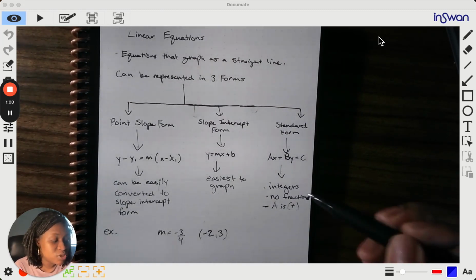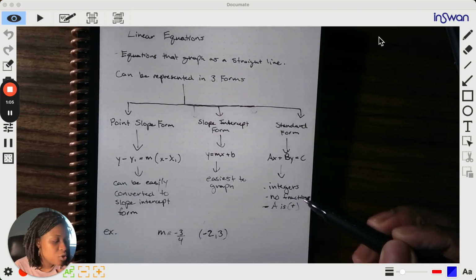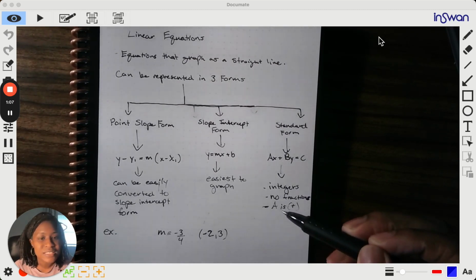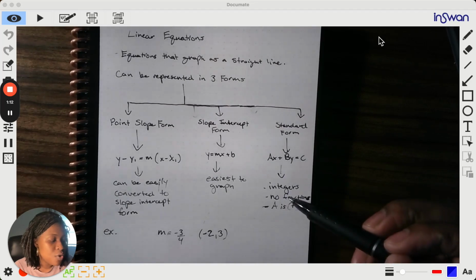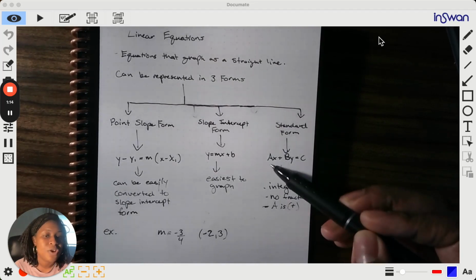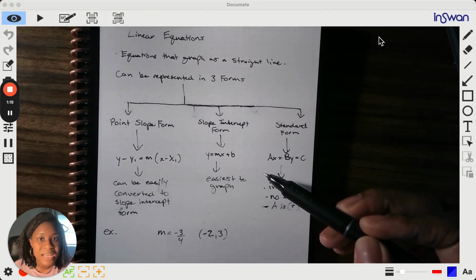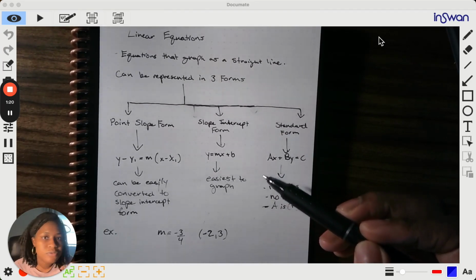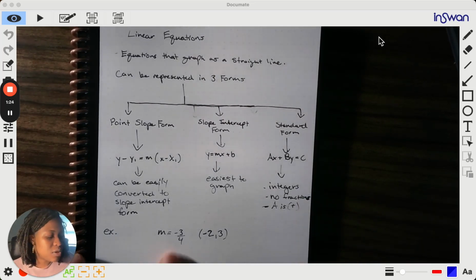So it's in integers, meaning you need to have whole numbers, positive, negative whole numbers, no fractions, and a is going to be positive. So when we write an equation in standard form, no fractions, and make sure this a term is actually a positive term. If not, we need to multiply the equation by a negative sign in order to change that a, and everything else flip their signs.